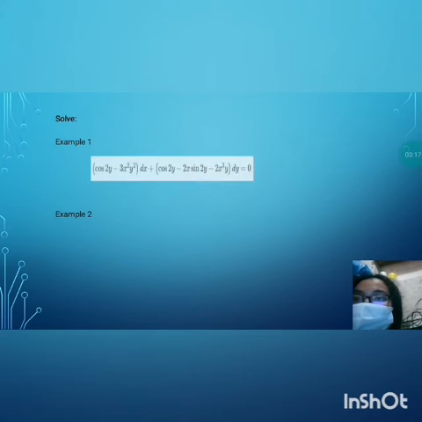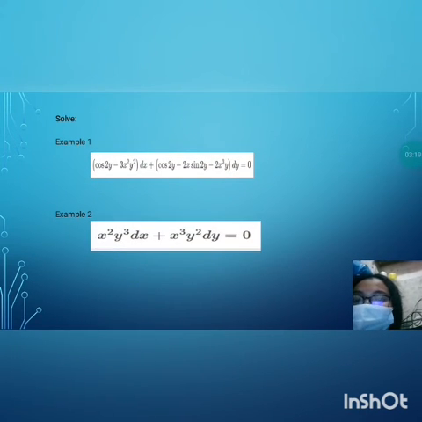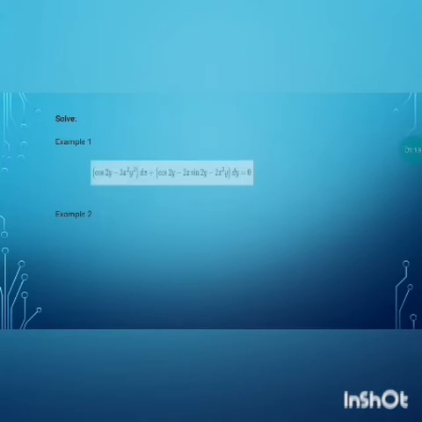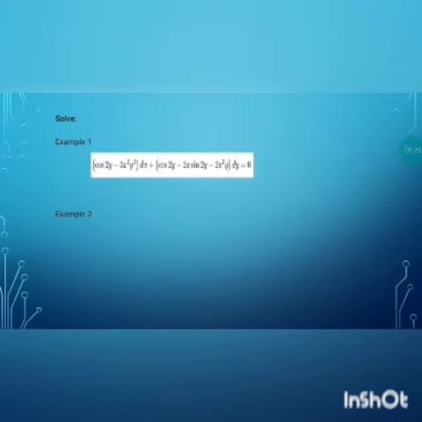So let's solve this. Example. This is our first example. (cos 2y minus 3x squared y squared) dx plus (cos 2y minus 2x sin 2y minus 2x cubed y) dy equals 0. So this is our M. This is our N.